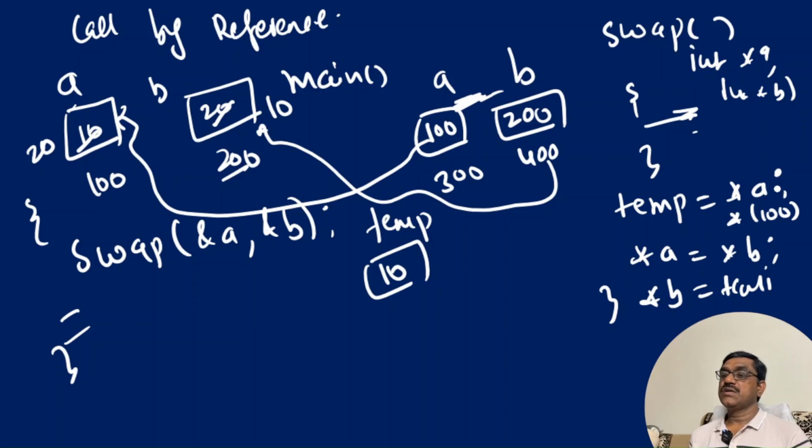Now, star A and star B in the swap also refer to the same memory locations as A, B. Please remember, when you use the concept of call by reference, we are pointing to the same memory locations, but indirectly we are changing the values of A, B by using pointers. So that is the main difference. Whenever you do these modifications, indirectly the values of A, B also get changed. This is the main difference between call by value and call by reference.